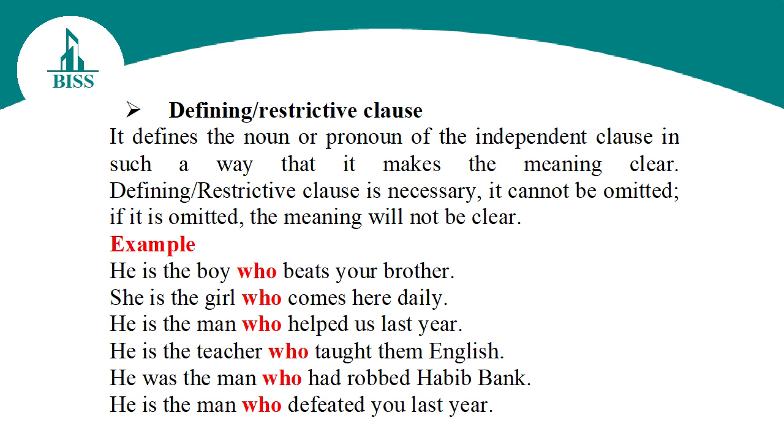Defining or restrictive clause. It defines the noun or pronoun of the independent clause in such a way that it makes the meaning clear. A defining or restrictive clause is necessary, it cannot be omitted. If it is omitted, the meaning will not be clear. He is the boy who beats your brother. She is the girl who comes here daily. He is the man who helped us last year. He is the teacher who taught them English. He was the man who had robbed Habib Bank. He is the man who defeated you last year.